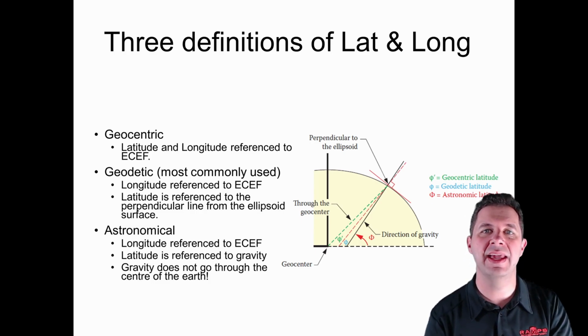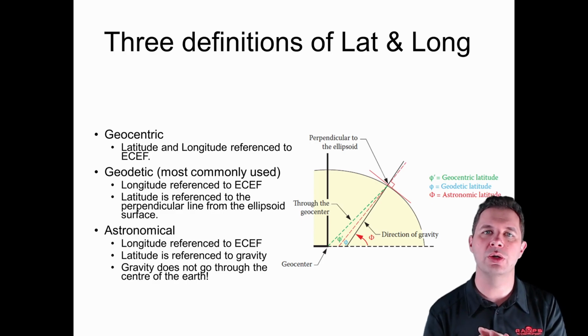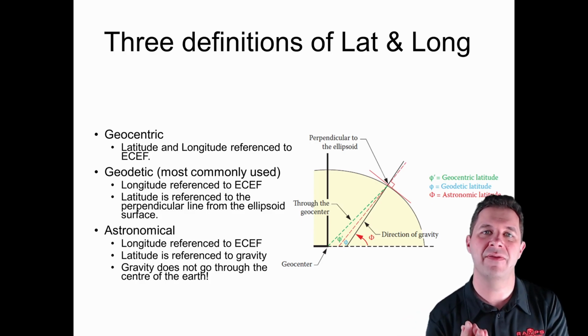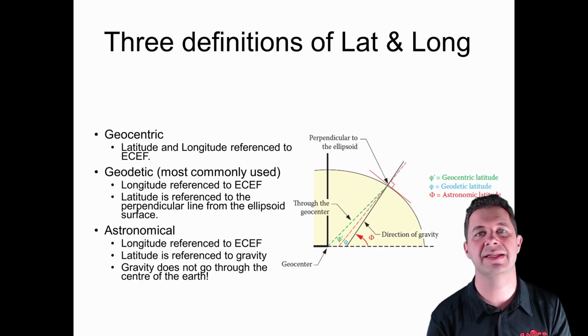Now we also have three different methods of defining our latitude and longitude. The first one is the geocentric one. In the geocentric, we reference both our latitude and longitude to our ECEF. With our ECEF, we define our center position as the center of the Earth, the very center of that ellipsoid.